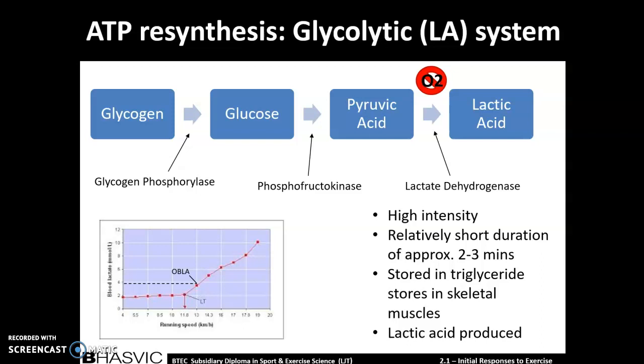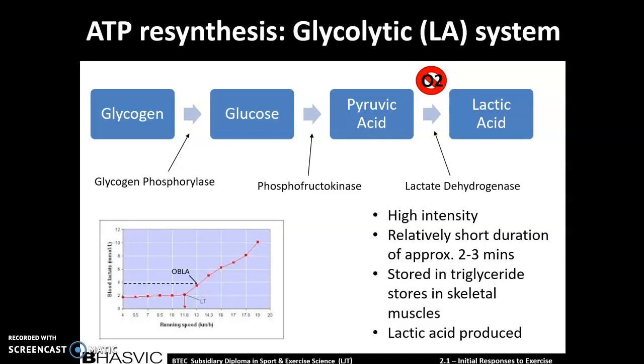It produces lactic acid, as it can't enter the Krebs cycle, so it is left as lactic acid, as that is the furthest it can break down. This is done in high intensity and is the dominant energy system once the phosphocreatine stores run out. So after 7 seconds, this is then the dominant energy system.